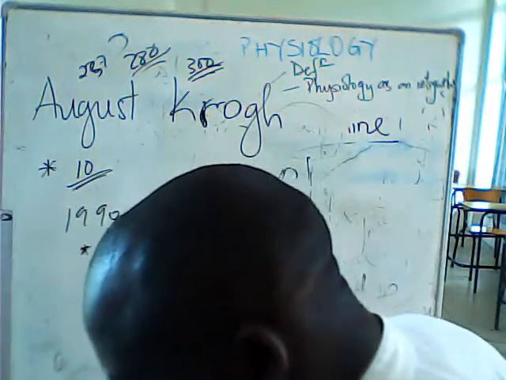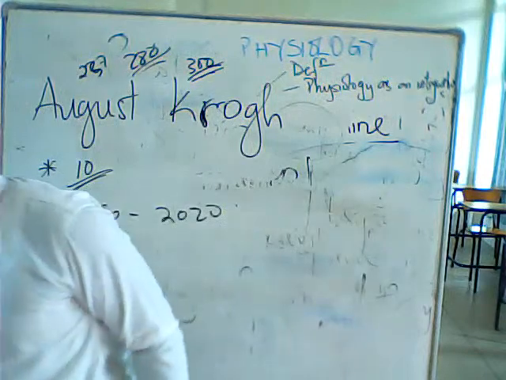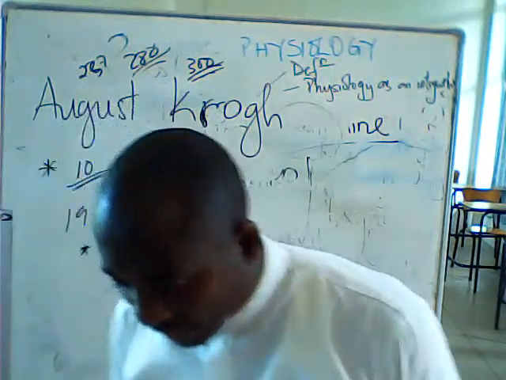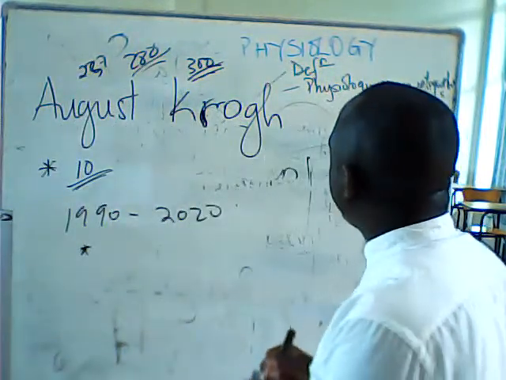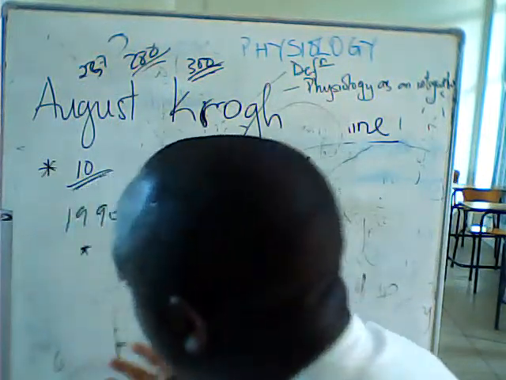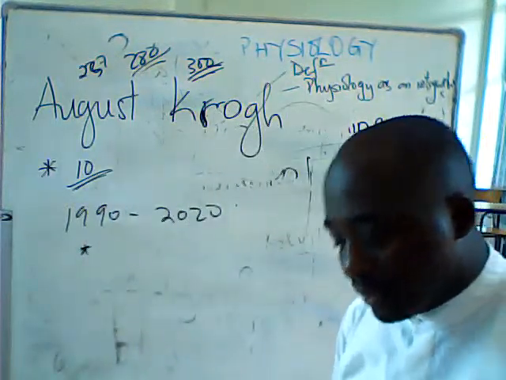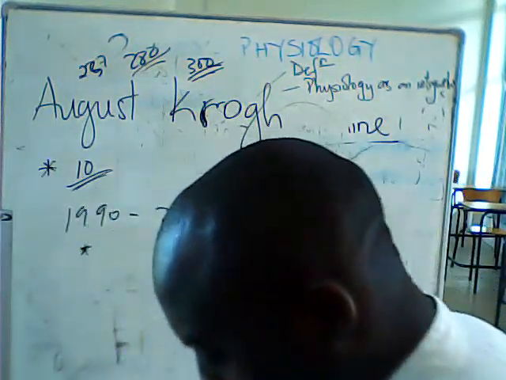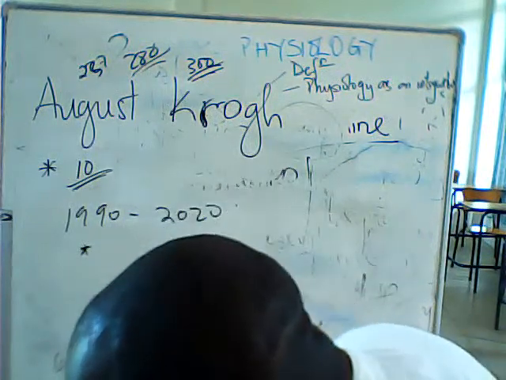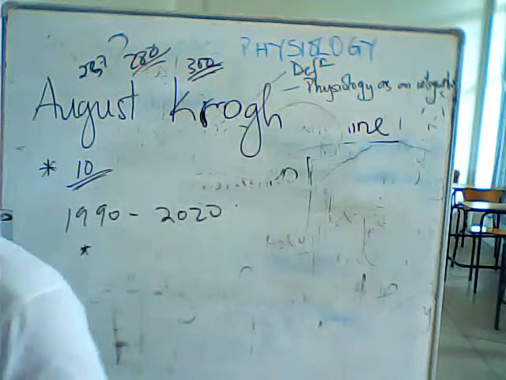Okay, somebody hasn't mentioned Ivan Pavlov. We mentioned Ivan Pavlov and August Krogh, isn't it? And August mentioned discovering how blood flow is regulated in what? In the capillaries. Okay. Then Andrew Huxley. I think that was in the 1950s.